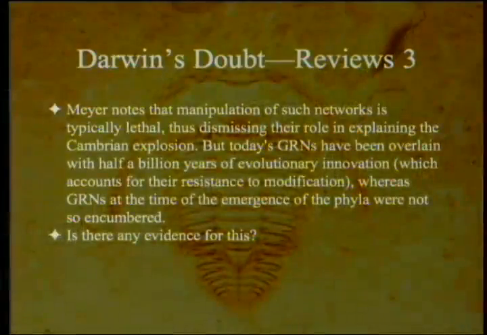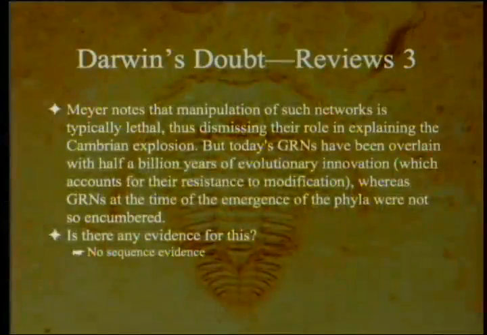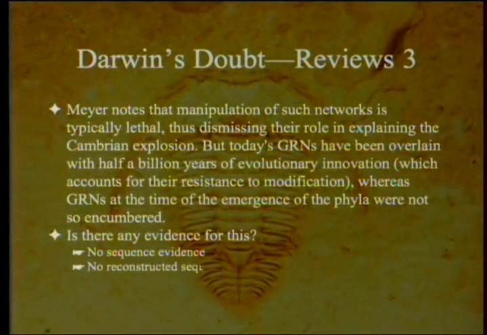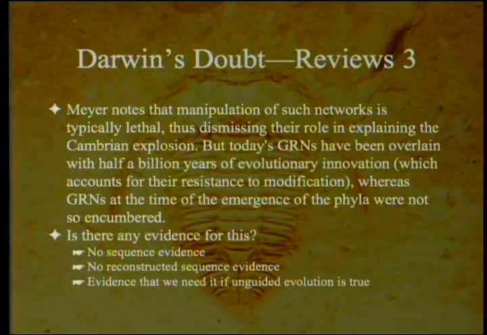Well, again, is there any evidence for this? None is cited. Not even notes in the review. There's no sequence evidence. There's no reconstructed sequence evidence that says what the original GRN used to look like. There is evidence that we need it if unguided evolution is true, but that's kind of begging the question.